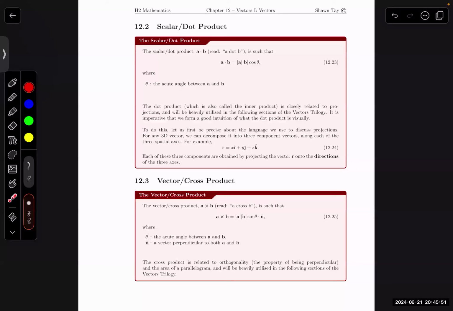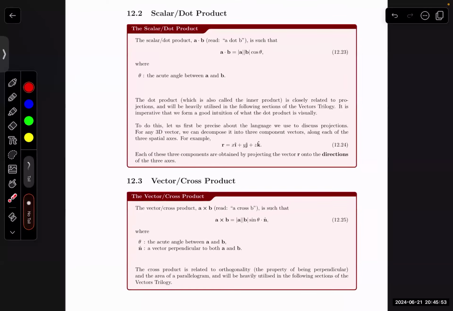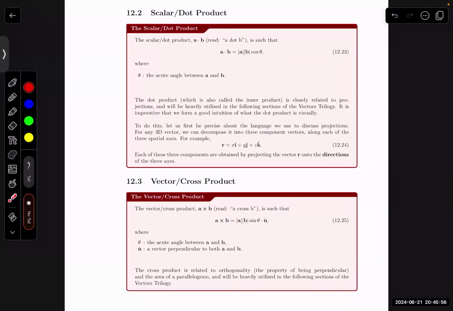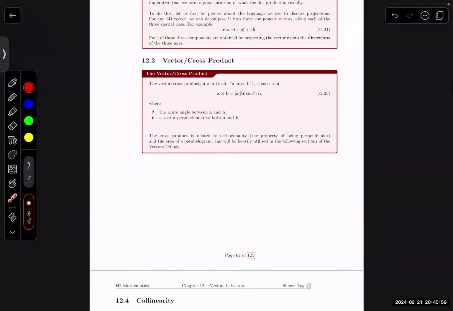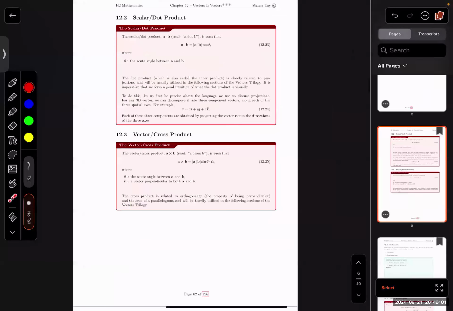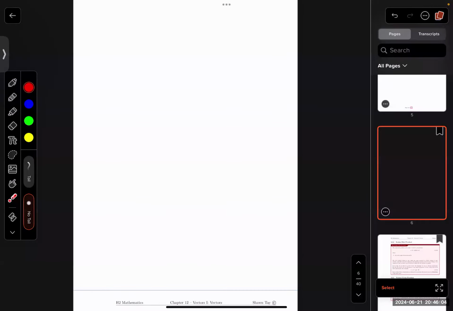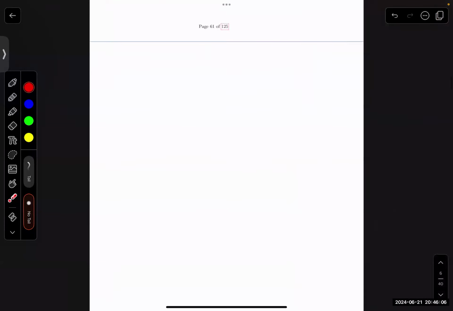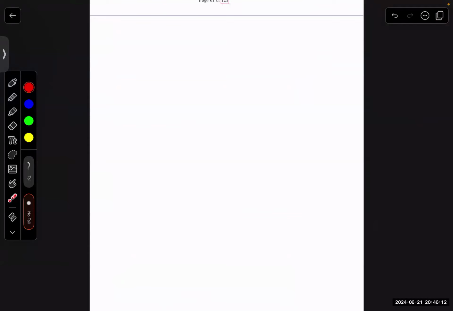So before we look at the formulas or whatever you want to call it, let's draw some pictures. Let me add a page because I forgot to add some space for diagrams. Let's try to gain some visual intuition on what a dot product and what a cross product does. Okay, so I'm going to put them side by side, but I'll talk about dot products first.